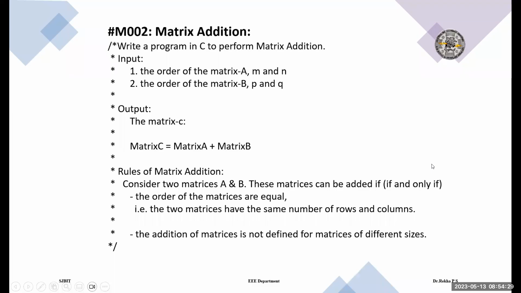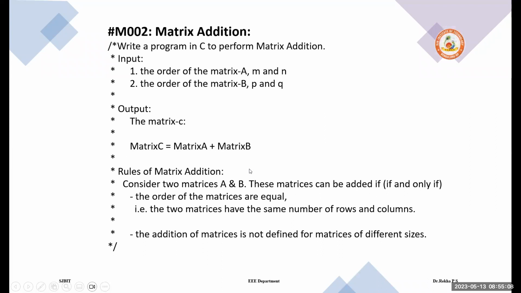I taught you how to do the addition. So we took two matrices. The order of the matrix A was M and N. The order of the matrix B was P and Q. Now, if you input these two matrices, the output matrix will be C. So you are supposed to store the result in matrix C. Matrix C contains the addition of matrix A and B.